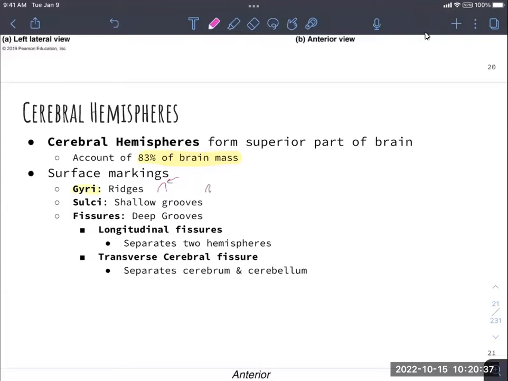We have sulci. That is the part that divots down. Then we have what are called fissures. Fissures are really deep grooves that separate different parts out. Like we have a longitudinal fissure. That's what gives us that right and left hemisphere. We also have a transverse cerebral fissure. That's what separates that cerebrum from the cerebellum.